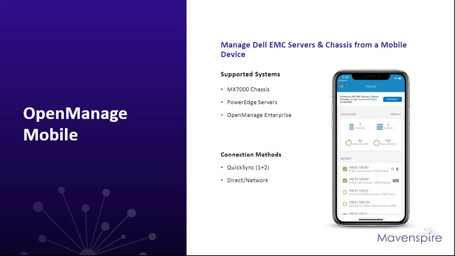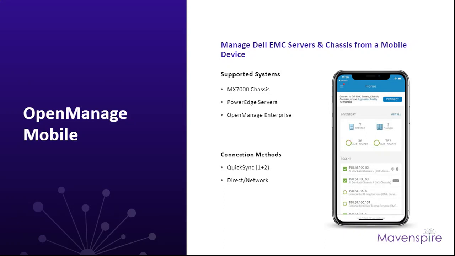I have various templates on my phone that I put in some basic customer information around how we want to name iDRAC, how we want to name the servers. All of it is driven from my device. It can also log in directly to OpenManage Enterprise and pull those templates down from there. But it supports the MX7000 chassis, the PowerEdge servers, and OpenManage Enterprise. And it has three connection methods. One is QuickSync for both versions 1 and 2.